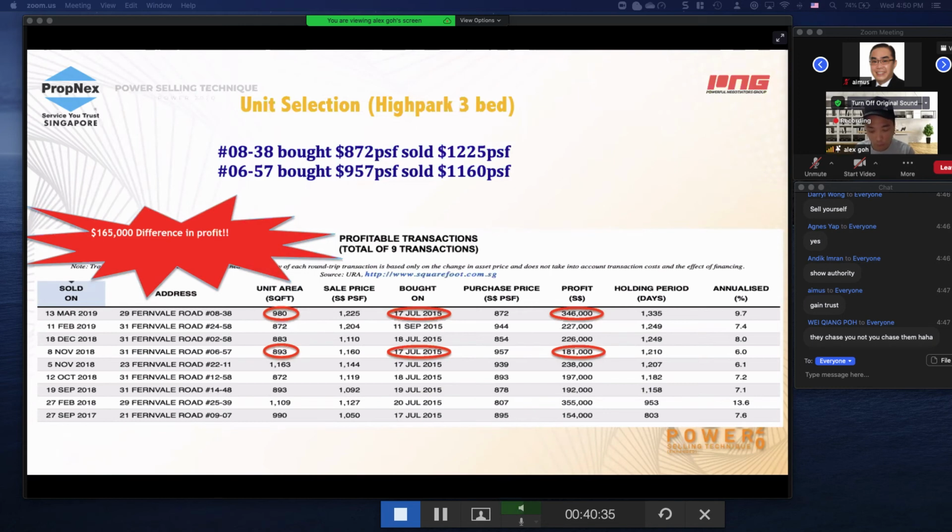So let me ask you, Alex, in this area, which is in Fernview, are the people buying there more investors or own stay? Because this area is which kind of area? Is it for HDB upgraders or are there investors? More own stay, correct? So in such a scenario, is the layout more important or is the facing more important?